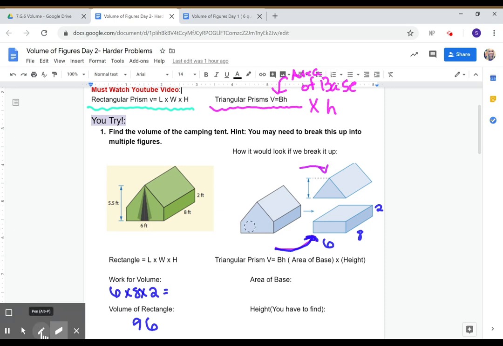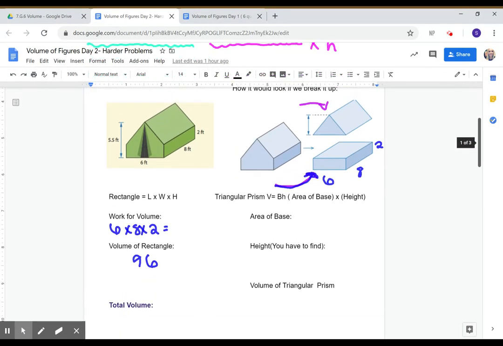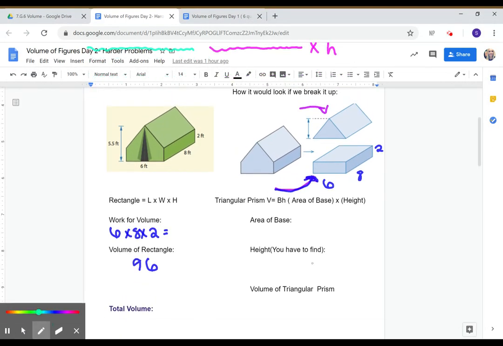Now I did the bottom, so I want to do the top part. Let's go back up to this figure. On top of this camping tent, I'm going to outline this. I see a triangular prism, and I want to find the volume of this figure. When I have a triangular prism, we use the formula V equals big B times H. I'm going to underline that. Let's find the area of the base first. The base here is the triangle, so I want to find the area of the triangle.